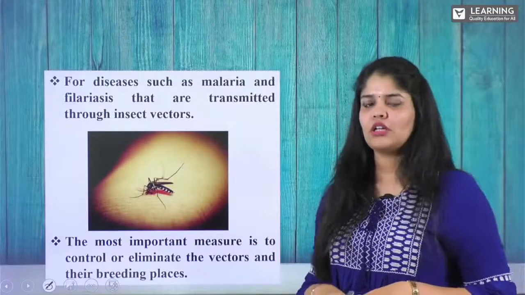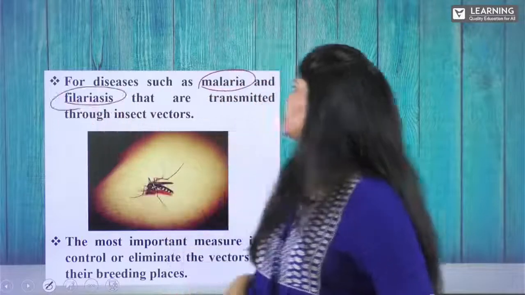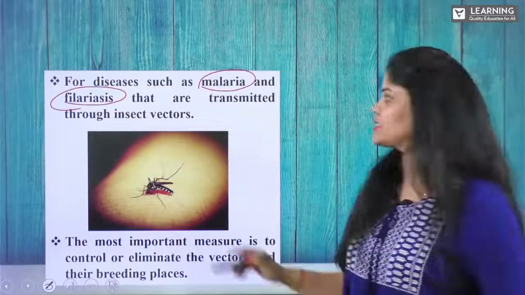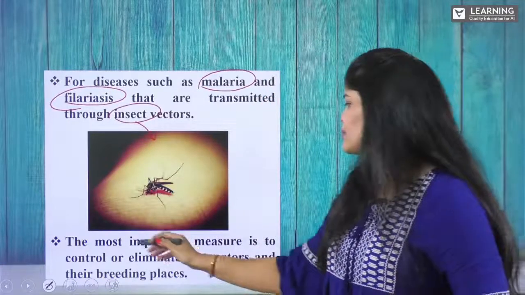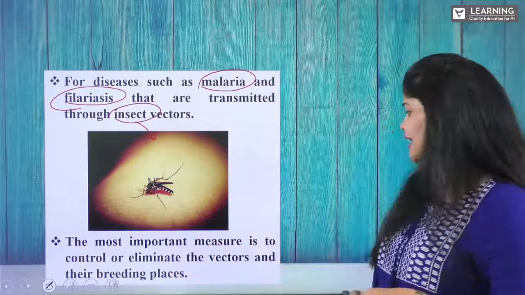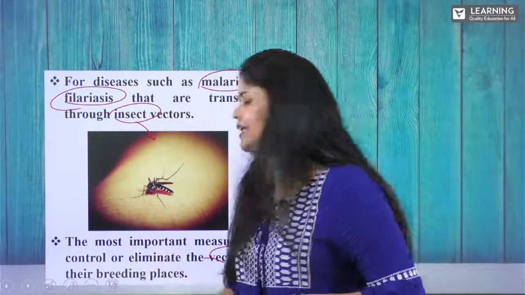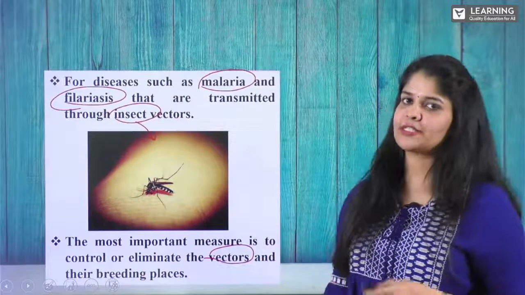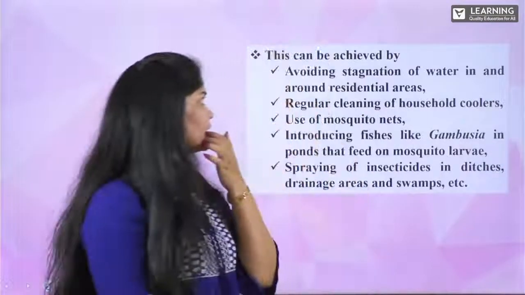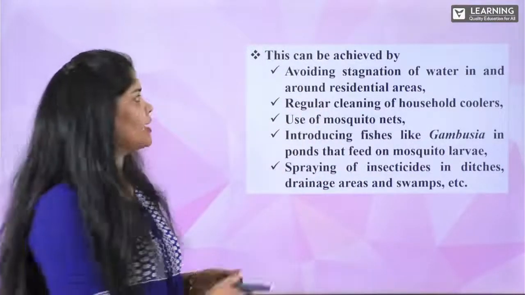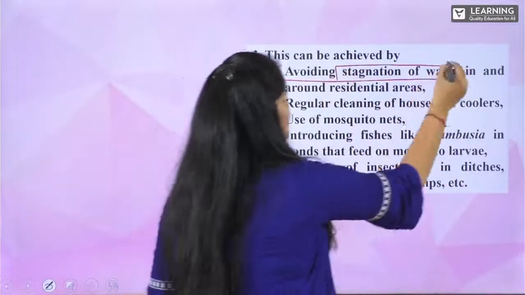Now, for diseases such as malaria and filariasis that are transmitted through vectors, insects, particularly mosquitoes, the most important measure is to control or eliminate the vectors and their breeding places like stagnant waters, pools, water reservoirs. Now, here these can be achieved by avoiding stagnation of water. This is very, very important.